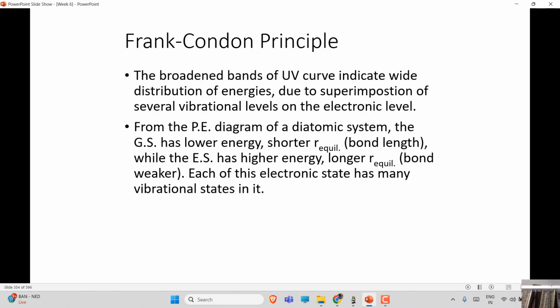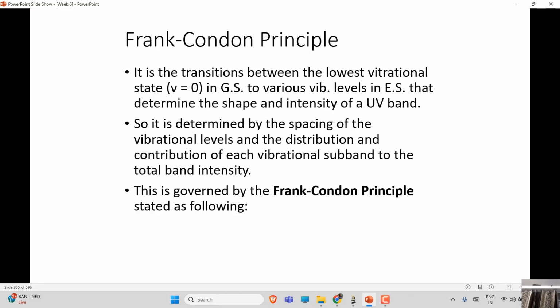Now, what is the Franck-Condon principle? The broadened bands of UV curve indicate a wide distribution of energies due to superimposition of several vibrational levels on the electronic level. So it is transitions between the lowest vibrational state in the ground state to various vibrational states in the excited state that determine the shape and the intensity of a UV band. So it is determined by the spacing of the vibrational levels and the contribution of each vibrational subband to the total band intensity.